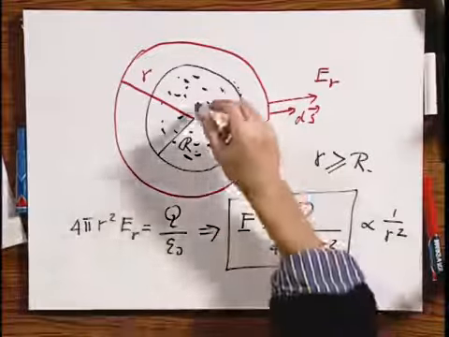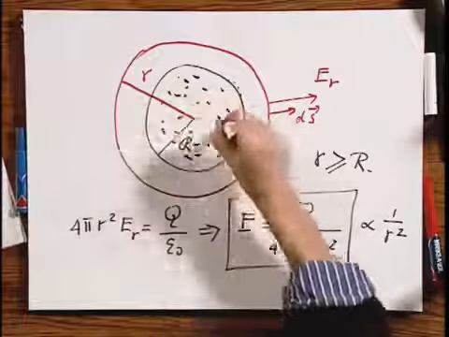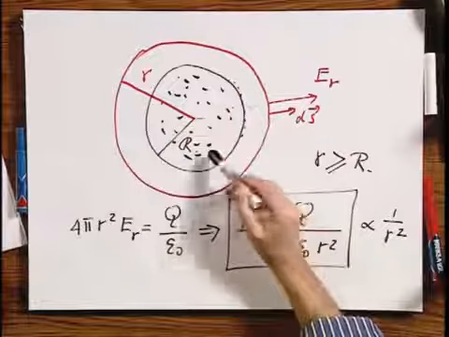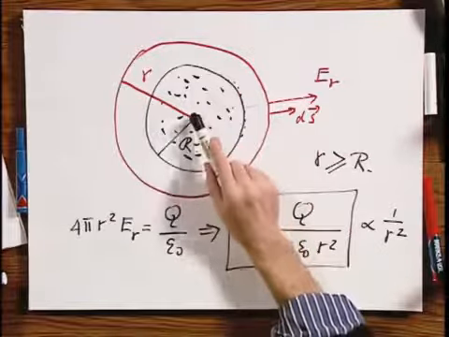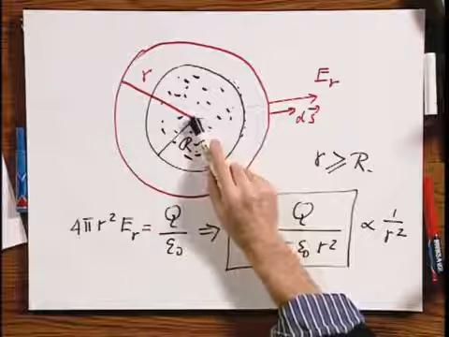Of course, if this were glass and if the charges were uniformly distributed throughout, then the electric field inside the sphere would not be 0. Maybe you want to calculate what it would be as a function of little r. Maybe that's a nice exercise for you.